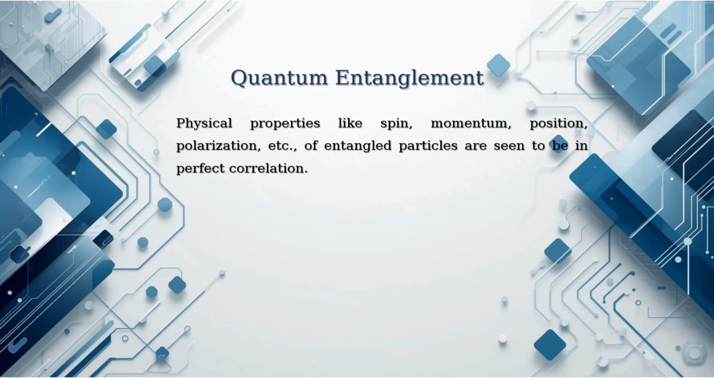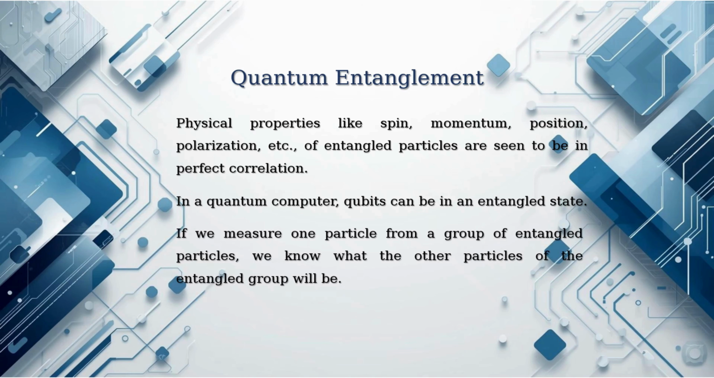In a classical computer, the measurement of one does not affect the measurement of the other. Therefore, unless we measure all the bits, we do not know what the data is. However, in a quantum computer, qubits can be in an entangled state. As a result, if we measure one particle from a group of entangled particles, we know what the other particles of the entangled group will be. Now, let's look at a real example.